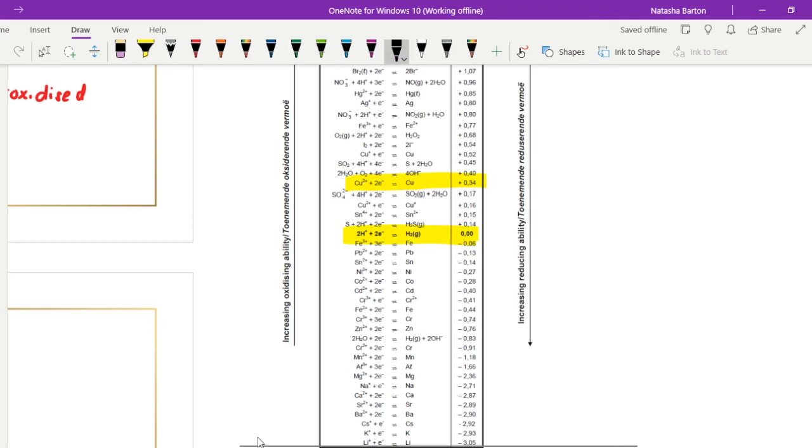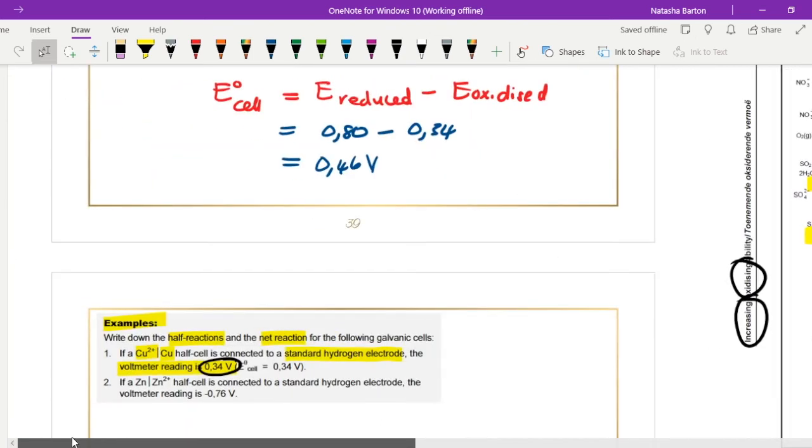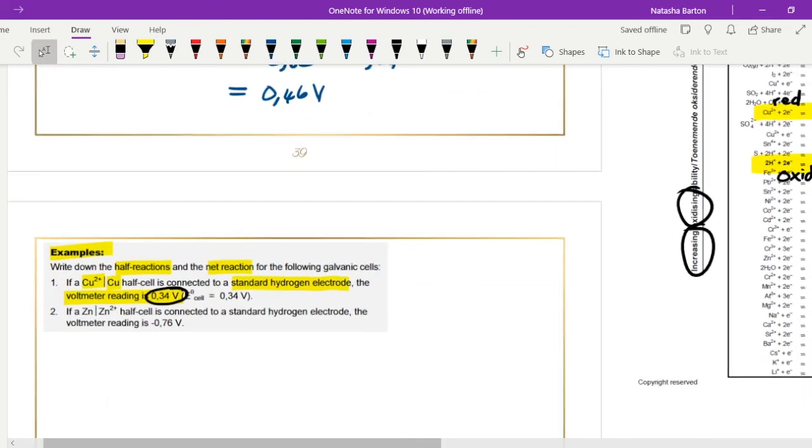Since it's at the top, it's going to be reduced, because increasing oxidizing ability means at the top reduction, at the bottom oxidation. Okay, so that's how you figure it out if you can't remember what the positive and the negative stand for. So write down the half cells. We have oxidation half cells and we have reduction half cells. Our reduction half cell happens in that direction, oxidation in this direction.